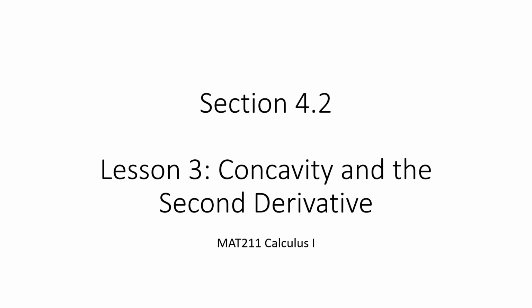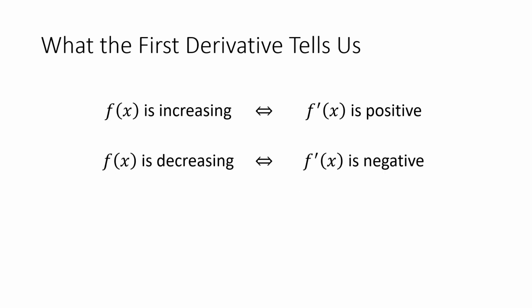This is the last video on section 4.2, and in this video I'll be talking about concavity and the second derivative. So one of the things we already talked about is that the first derivative tells us about whether our original function is increasing or decreasing. Our function f is increasing if and only if f prime is positive, and the function f is decreasing when f prime is negative.